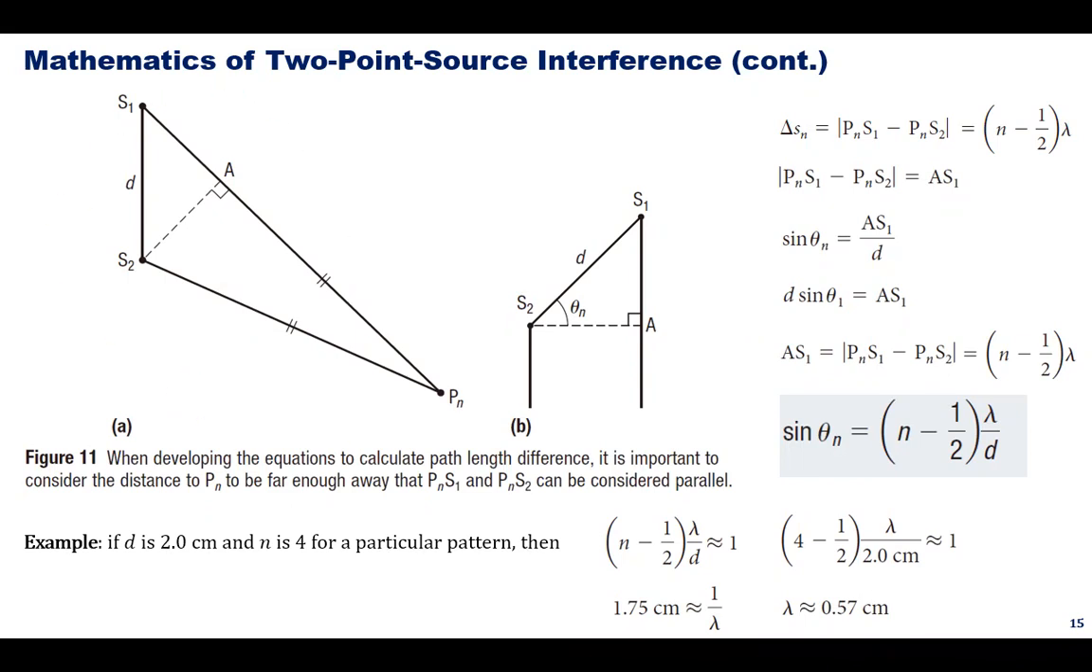When Pn is very far away compared to the separation of the two sources, d, then the lines PnS1 and PnS2 are approximately parallel, right? You can imagine that. Pn is very far away compared to the separation of the two sources, which is here, d. Then you can imagine PnS1 and PnS2 are approximately parallel, which is shown here in figure 11b.